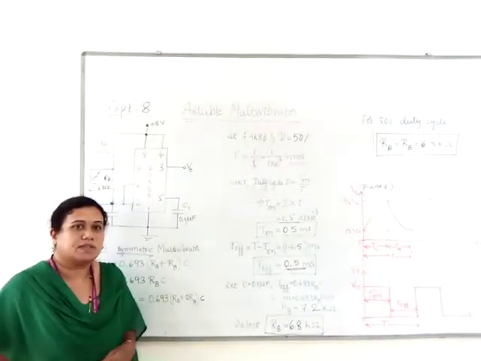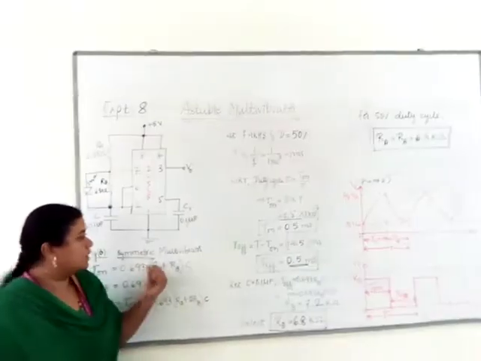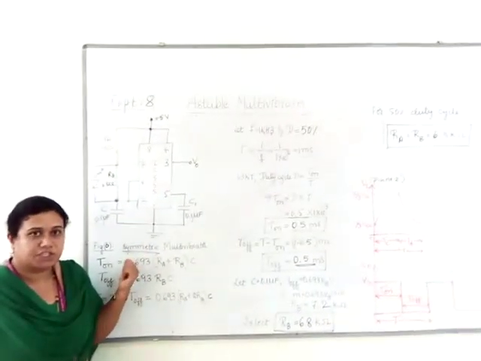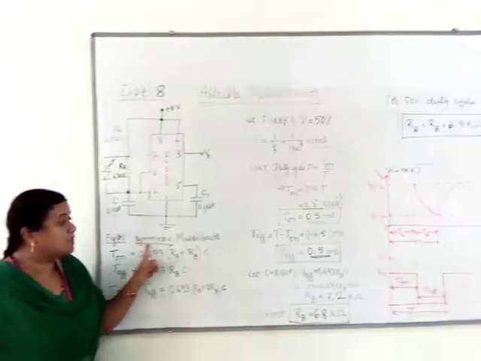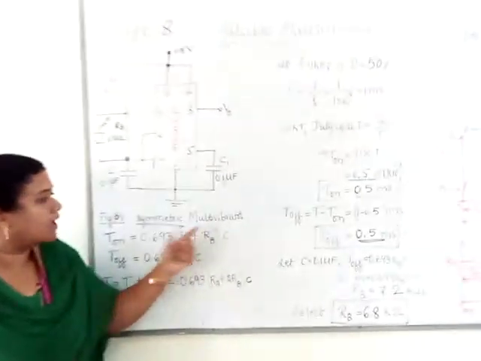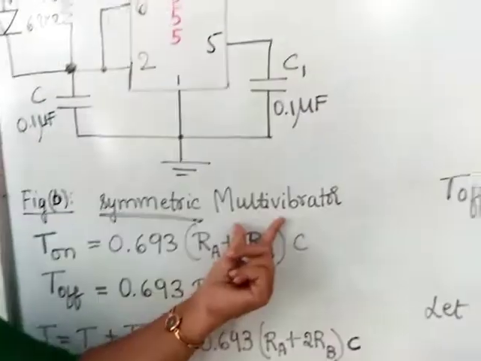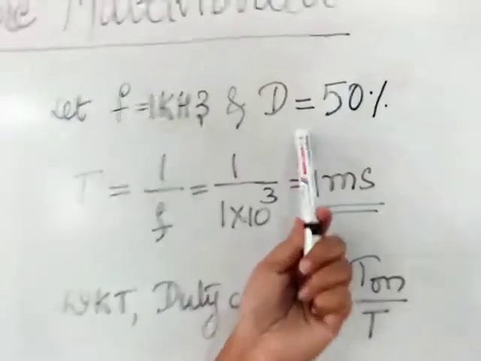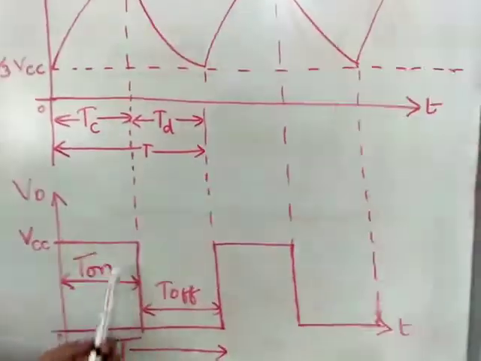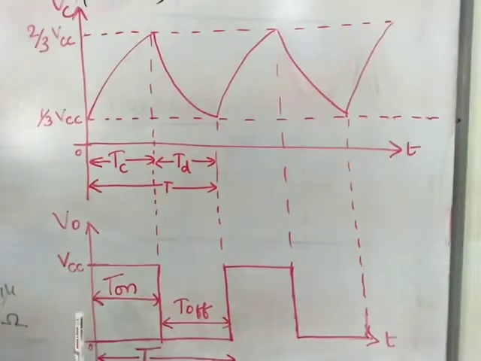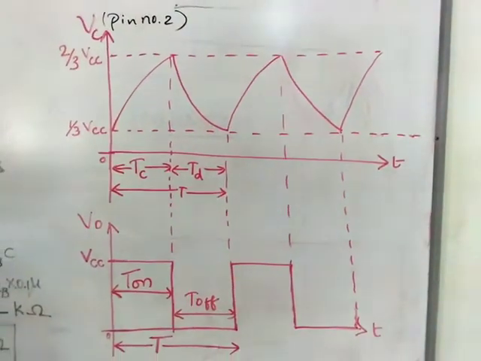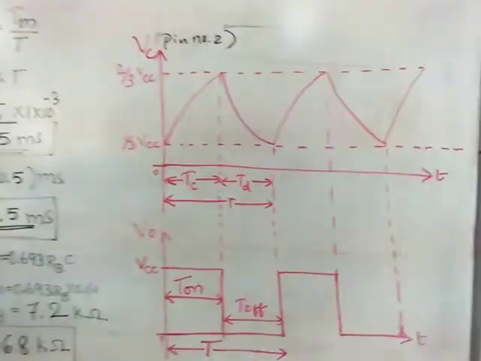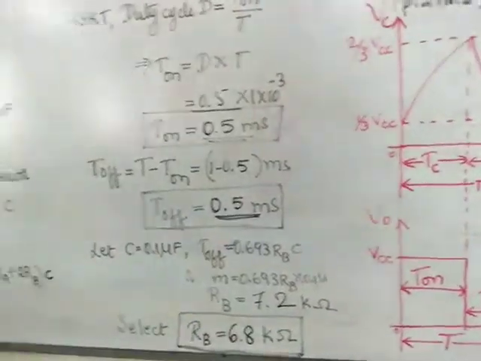Welcome back, students. Now I am showing you the second type of circuit in astable multivibrator, that is symmetric multivibrator. Here the duty cycle is 50%, so we should get equal on and off periods. Equal on and off periods can be achieved in a symmetric multivibrator, therefore it is called symmetric multivibrator.